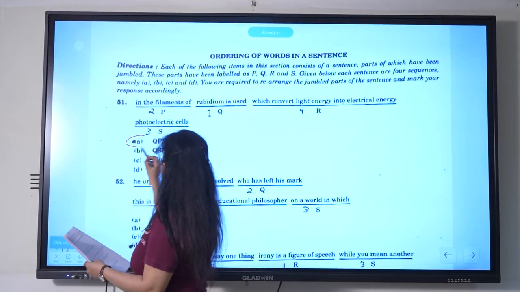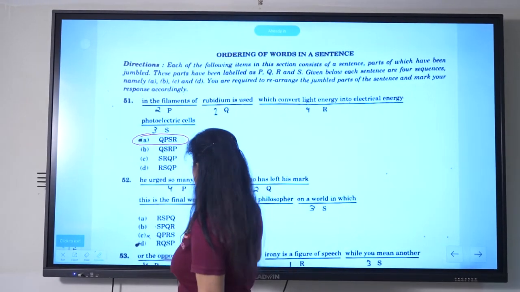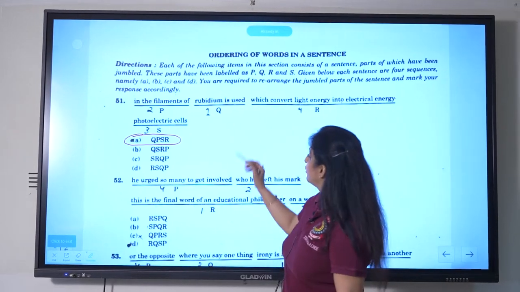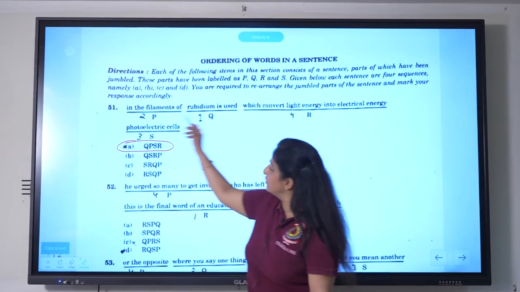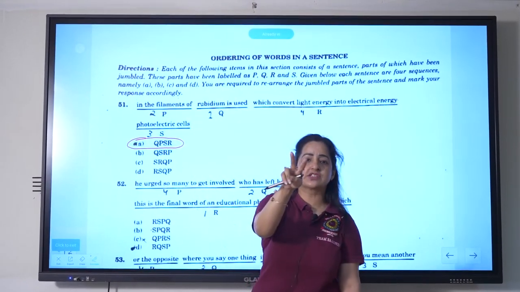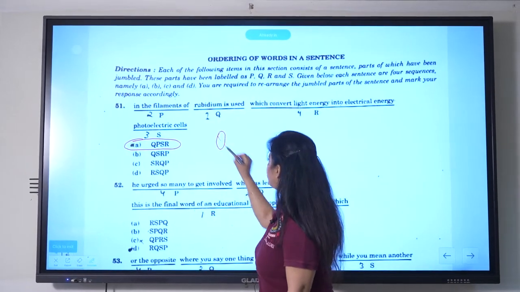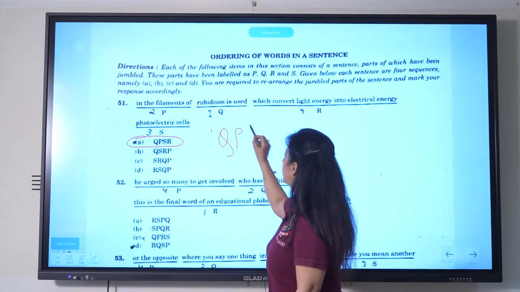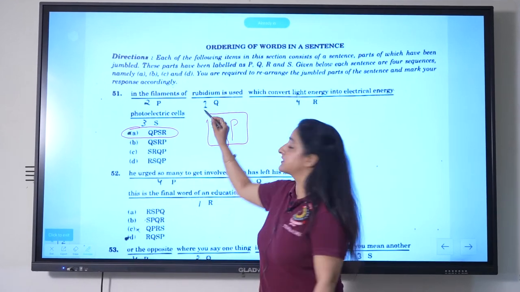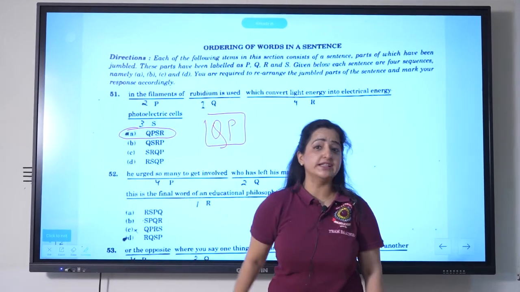The answer is Alpha, QPSR. Okay, now why QP? Rubidium is used where? In the filaments. Used in the filaments. So that's how the mandatory pair here is Q and P. Ye pair hai. Ye saath mein hi aayenge. Ye juda ho hi nahi sakte.